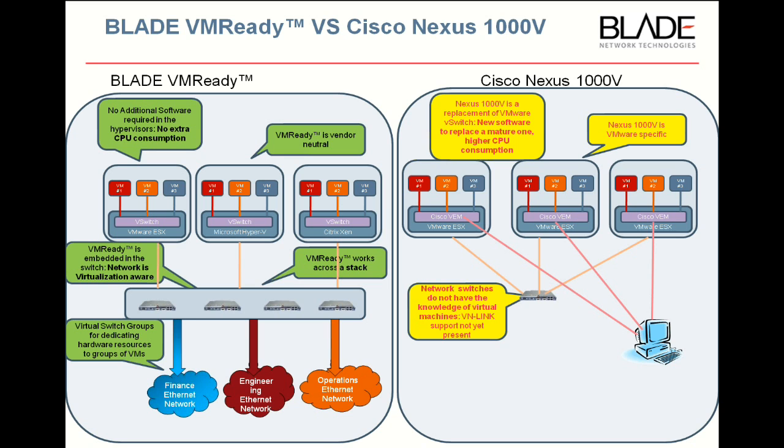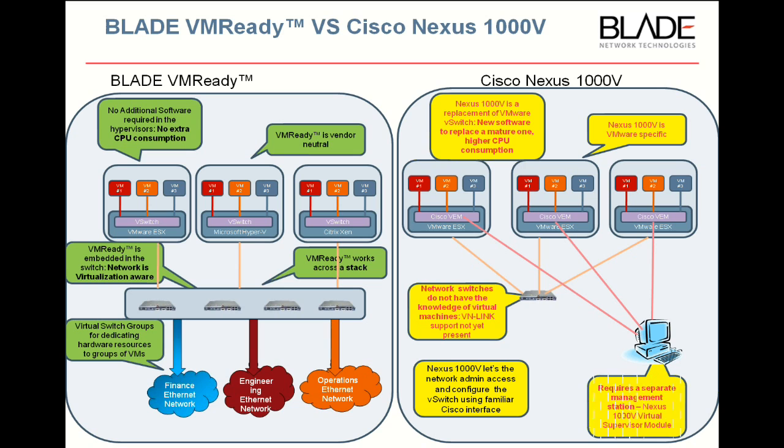Nexus 1000V lets you actually see the vSwitch in a given hypervisor as an extension or as any other Cisco switch, but that comes at the cost of a new management station that you need to now have, which means that in order to manage your Cisco 1000V, you must have either an independent station like shown here or a virtual appliance sitting on one of your existing hypervisors. So you have to manage it as a separate entity.